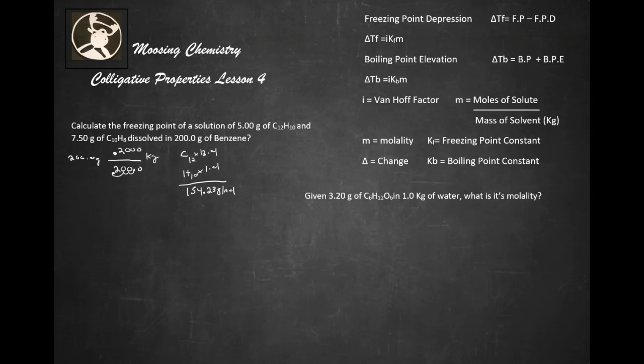So let's look at the C10H8. So C10 again is 12.01 and H8, that's going to be times 1.01, and that's going to give me a grand total of 128.18 grams per mole of C10H8. Now we're ready to do this. Now look at this. We have two things, we have this and this.